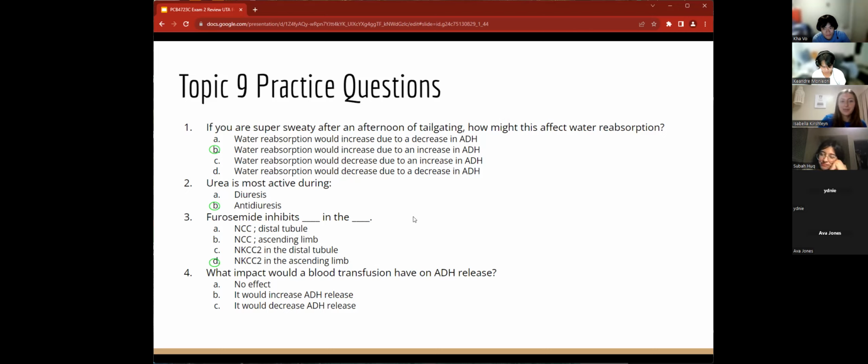So yeah, Ava, you're correct, because for number four, the answer is A. It would have no impact on ADH release because for a blood transfusion, you're gaining blood volume, but it's the same osmolarity. So your body wouldn't try to make your urine more or less concentrated, because the fluid that's being put into your body is the same concentration. So your osmolarity stays the same. And that's the end of my practice questions.